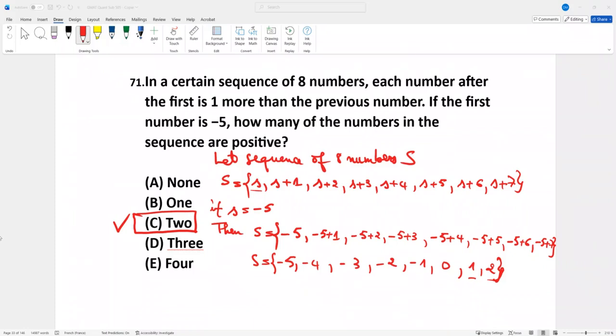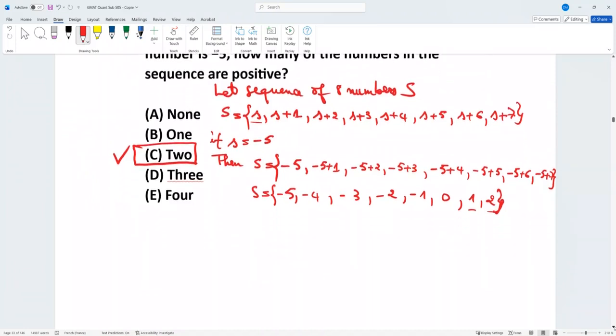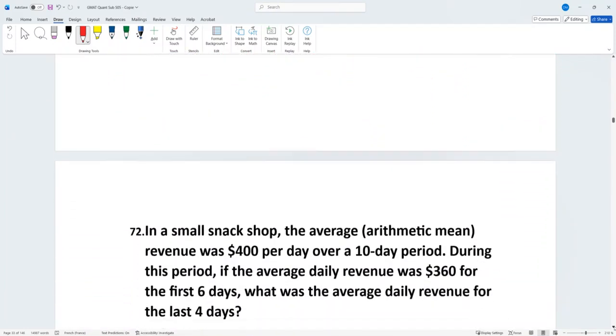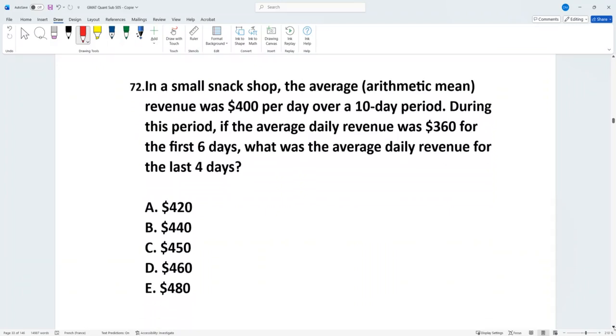Okay. So let's move on to question 72. So the question here says that in a small snack shop, the average arithmetic mean revenue was $400 per day over a 10-day period. During this period, if the average daily revenue was $360 for the first 6 days, what was the average daily revenue for the last 4 days?